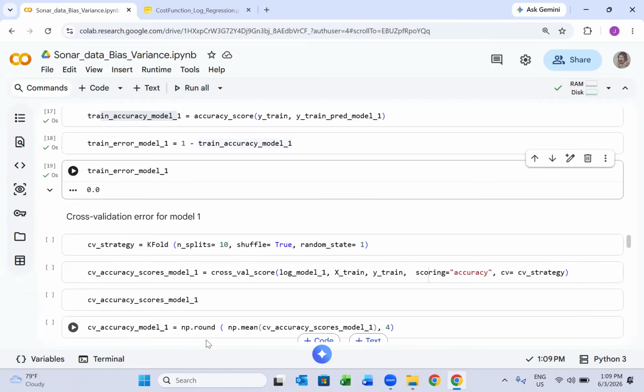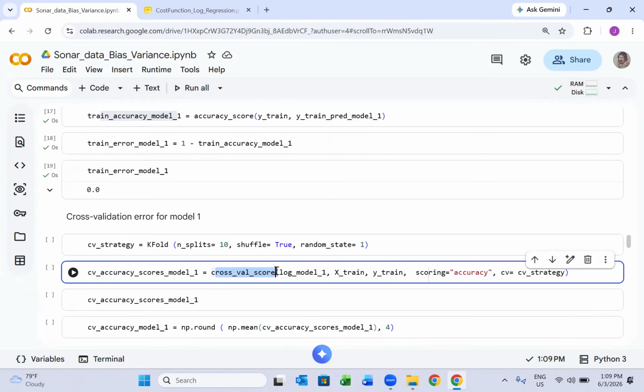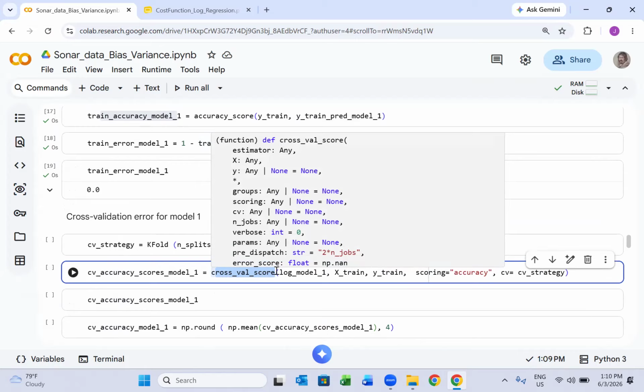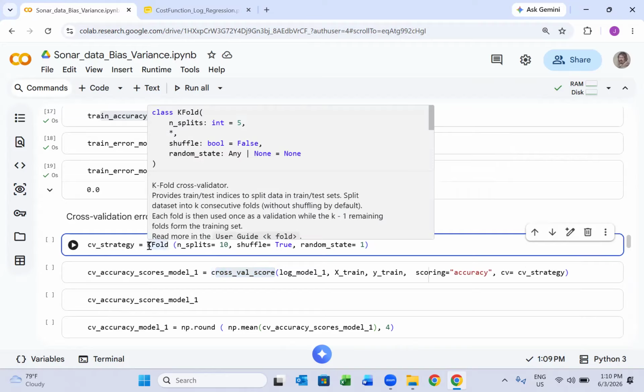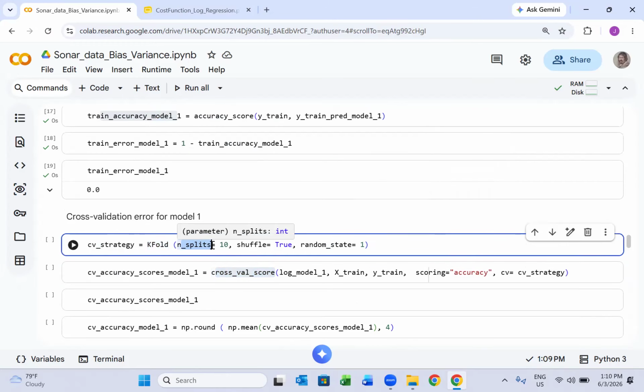I'm going to apply cross-validation using the cross-validation score function. But before doing that, we don't have to, but it's customary to define the strategy you want to use to apply cross-validation. And I'm going to define the strategy using the k-fold function. With the k-fold function, I can specify that to apply cross-validation, I want to use 10 folds or 10 splits, okay? I want to shuffle the data before creating the folds.